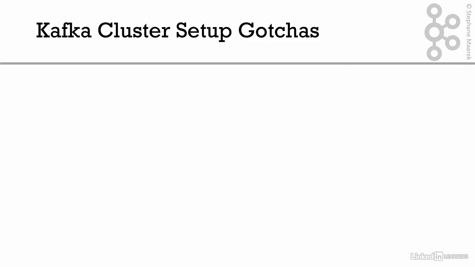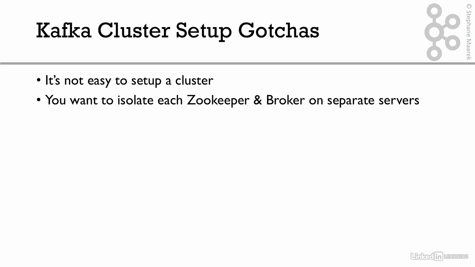So a few gotchas. First of all, it's not easy to set up a cluster. I have personally dedicated a whole course of 4 hours on this just to set up a cluster. So it's not an easy task. You want to isolate Zookeeper and the Kafka brokers on separate servers, okay? They don't run on the same machines. They can't be linked and they can't be running next to other applications. They really have to be isolated so that the resources are predictable.